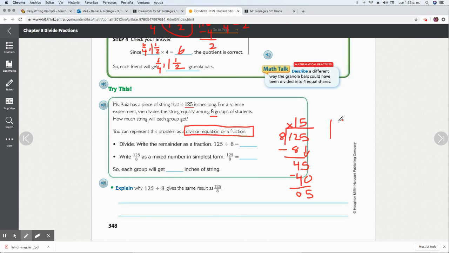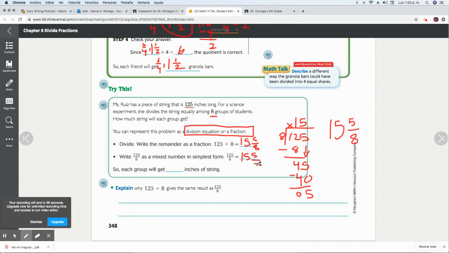Okay, so the quotient is my whole number, my remainder is my numerator, and the divisor is my denominator. Okay, so the answer is 15 5/8. Okay, which is the same here, 15 5/8. Okay, so each group will get 15 5/8.